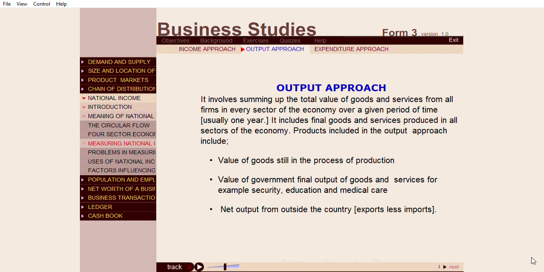Products included in the output approach include value of goods still in the process of production, value of government final output of goods and services, for example, security, education and medical care, and net output from outside the country, that is, exports less imports.